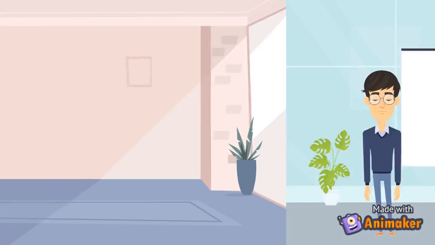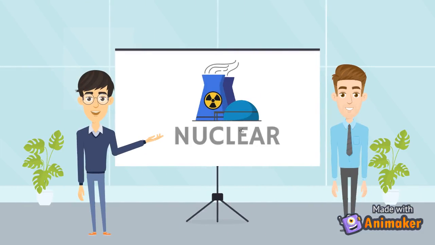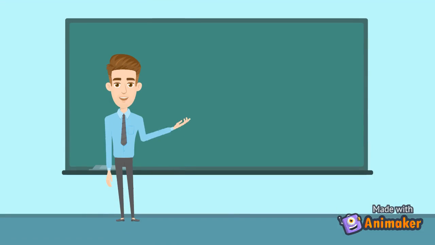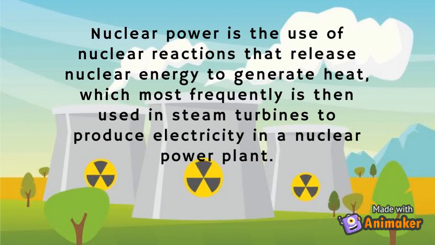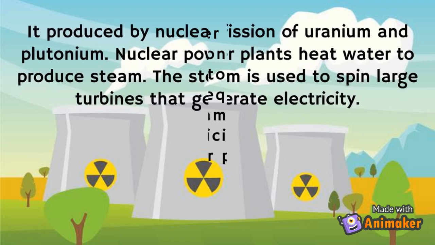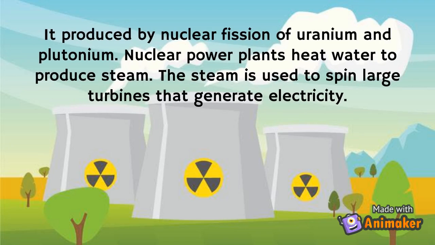Hello. Today we would like to discuss the electric power system regarding nuclear. First, let me explain to you what nuclear is. Nuclear power is the use of nuclear reactions that release nuclear energy to generate heat, which most frequently is then used in steam turbines to produce electricity in a nuclear power plant. It is produced by nuclear fission of uranium and plutonium.